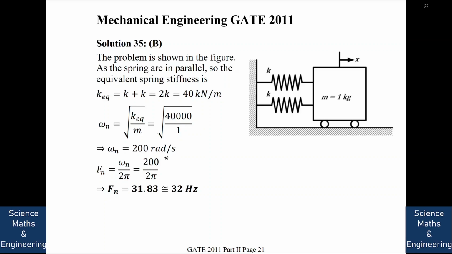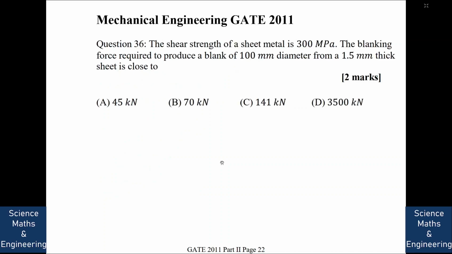So omega n is 200 radian per second. We know Fn is equal to omega n by 2 pi. So which is equal to 200 by 2 pi, that is equal to 31.83, which is almost equal to 32 hertz. So the natural frequency of the system in hertz is 32. So we'll go to the next question.